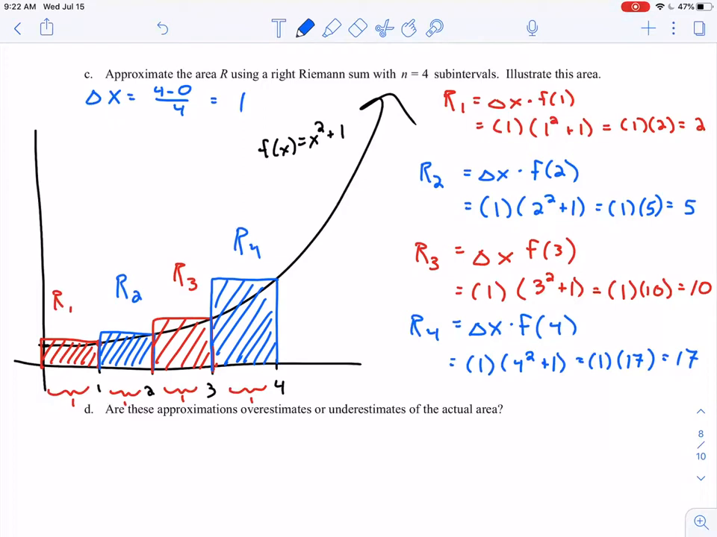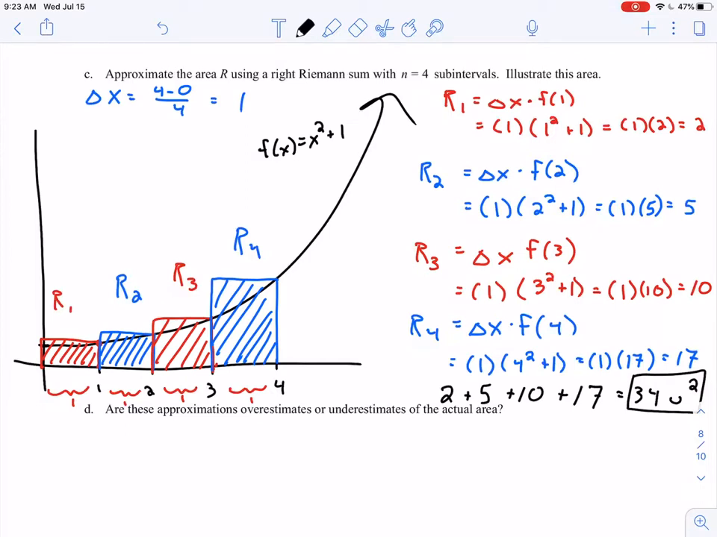So the last part of my Riemann sum, that word sum means add, so I'm going to add the results together. So I'm going to take 2 plus 5 plus 10 plus 17. So 2 plus 5 is 7, plus 10 is 17, plus another 17, I should have 34 square units. Here is my right Riemann sum, it is 34 square units.